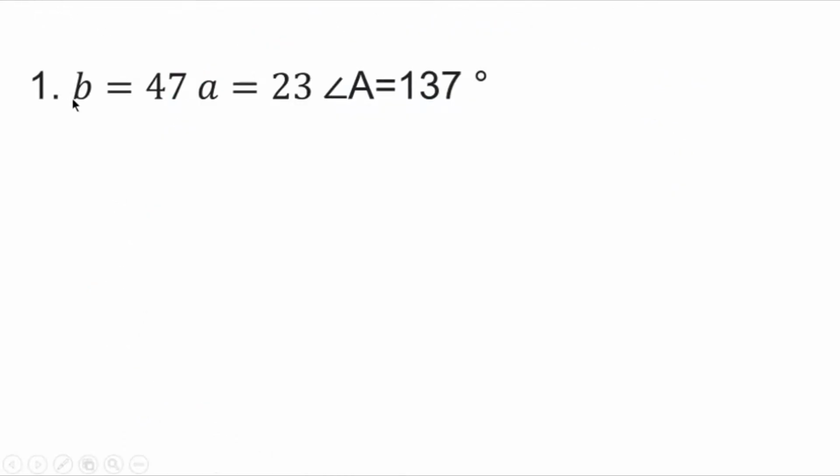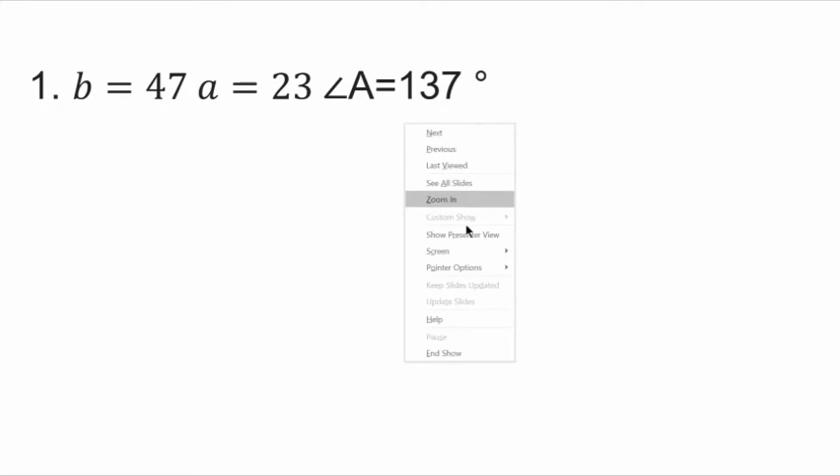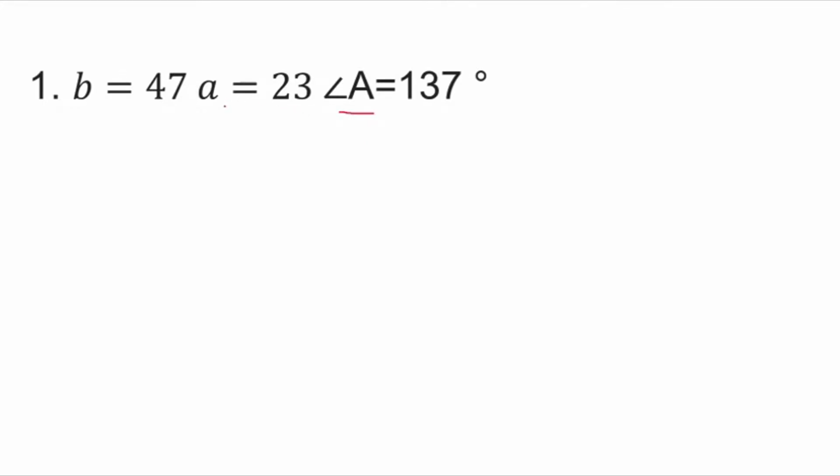So for number 1, we have B equals 47, A equals 23. These are all side measures, by the way. Angle A is 137. From here, we could use the law of sines because we have angle A and side A. We would use the law of cosines if we just had side, side, side, or if we had the angle C, which we wouldn't be able to solve here.